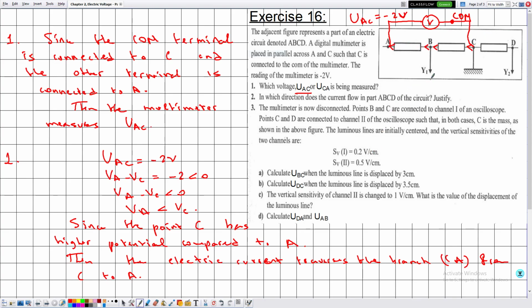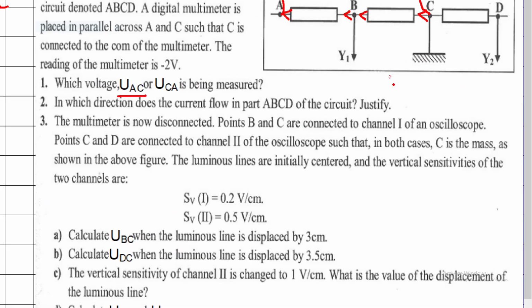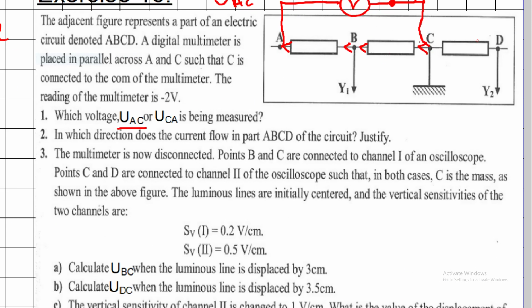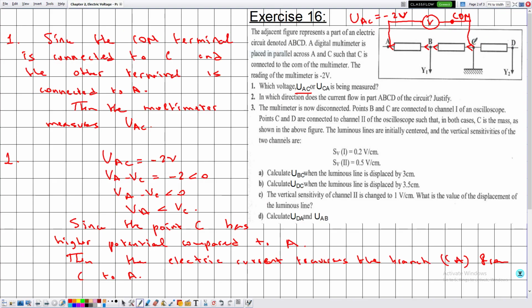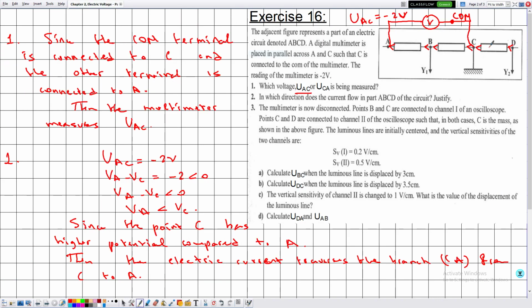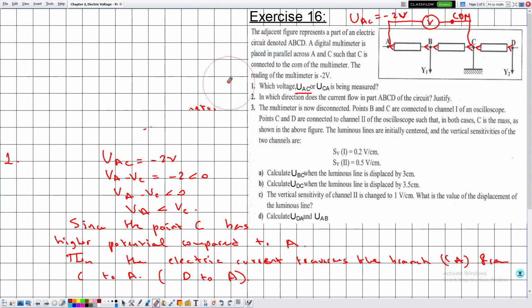Now they are asking me about the flow of current in the part ABCD. So we have determined from A to C. Now in the branch CD, it will be also from D to C, because the direction is the same for all of this branch. So in this case from D to A. So always the direction of the electric current is from higher potential to lower potential.